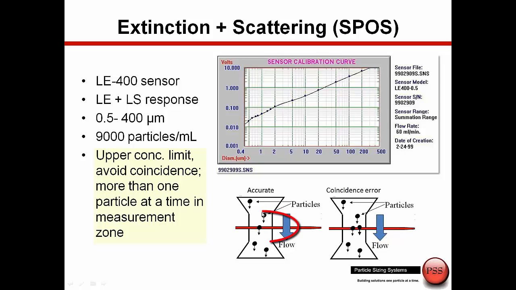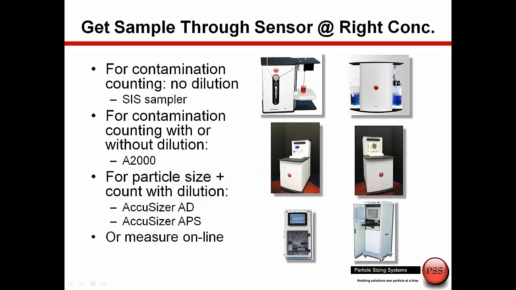In the lower left, you see one particle at a time passing through the sensing zone, but here in the lower right, you see two particles at the same time in the sensing zone. In this situation, we would actually combine these two particles into one larger particle, creating a coincidence error, and that's what we need to avoid. So we always need to work within this controlled concentration limit for the most accurate results.